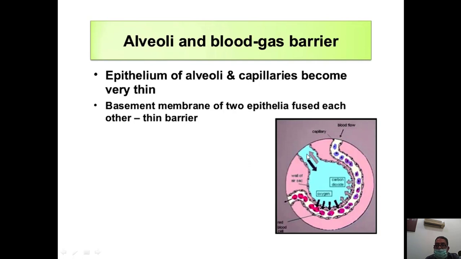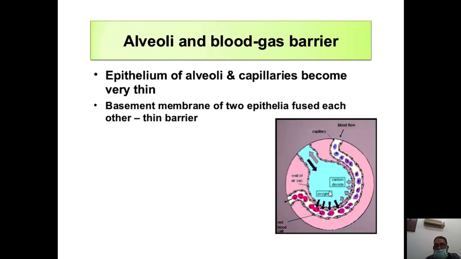Now look at the picture. This is the respiratory bronchiole, this is the alveolar duct, and this is the alveoli. This is a thin layer of the type 1 cell, along with the type 1 cell cytoplasm and the basal lamina. The basal lamina of the epithelium, the basal lamina of the endothelial wall of the capillaries, and the capillary cell cytoplasm, that is the endothelium. So this is the very thin barrier through which gaseous exchange can freely take place between the capillaries and the alveolus. So this is called the blood gas barrier.